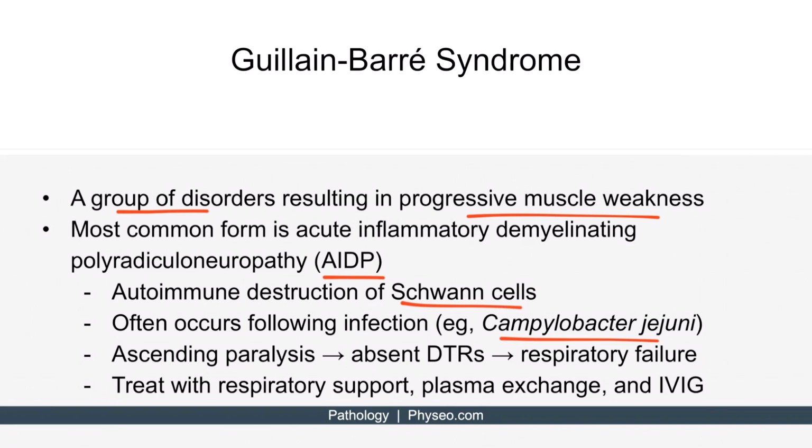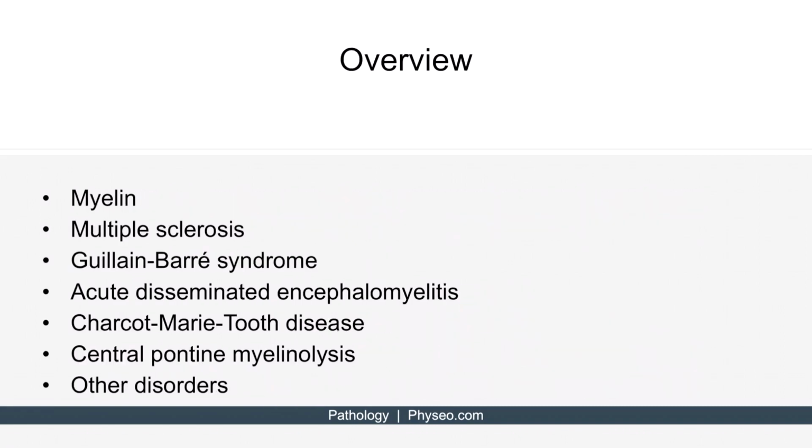Because the PNS is affected, it causes ascending paralysis. And one of the first signs you'll see is absent deep tendon reflexes. Later, it causes respiratory failure, as the ascending paralysis involves the diaphragm, which is why these patients should be monitored closely and treated with respiratory support. Plasma exchange and IVIG can also be helpful. Next, let's discuss acute disseminated encephalomyelitis.